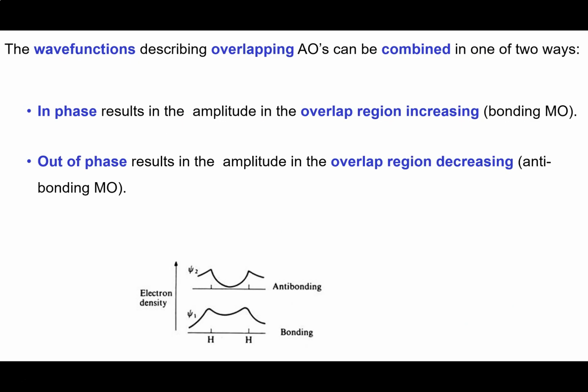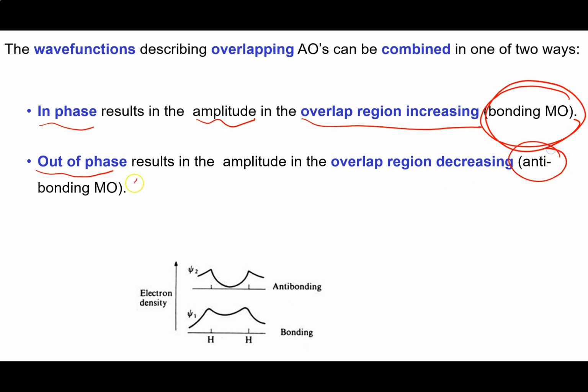So the wave functions describing overlapping atomic orbitals can be combined in one of two ways, either in phase, giving us greater amplitude in the overlapping region, and we call this a bonding molecular orbital, or they come together out of phase, and in that case, in the overlap region, you get decreased electron density, and we call that an anti-bonding molecular orbital. So this is two hydrogen atoms coming together, and they're going to be overlapping their 1s orbitals.